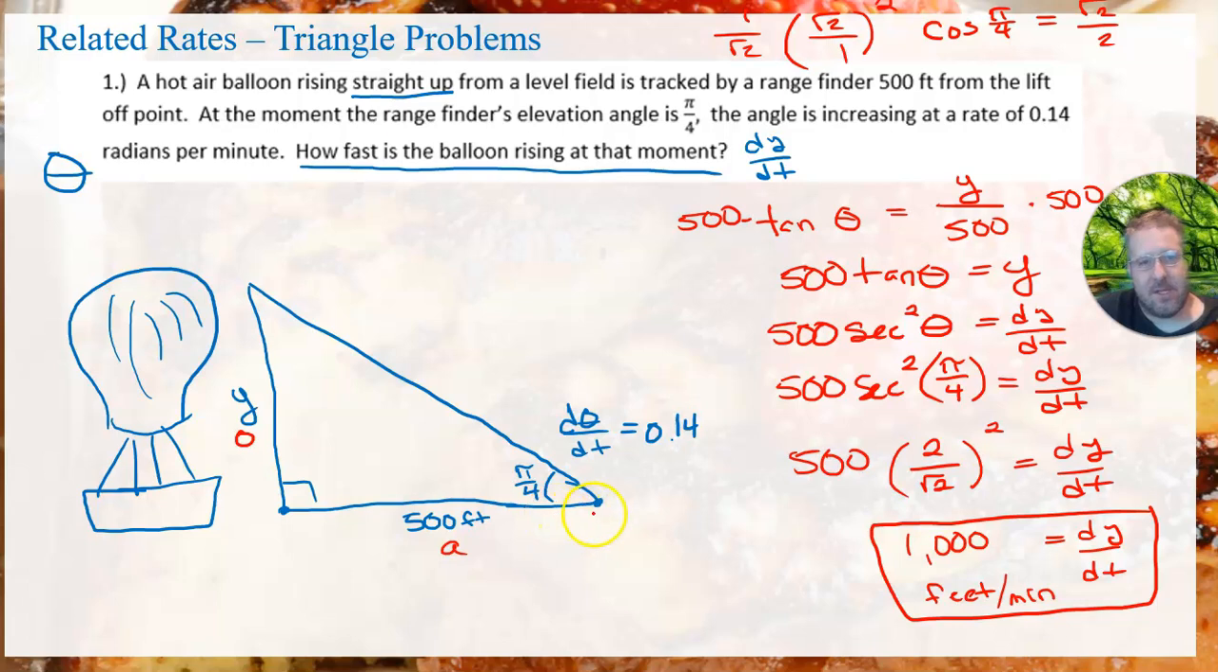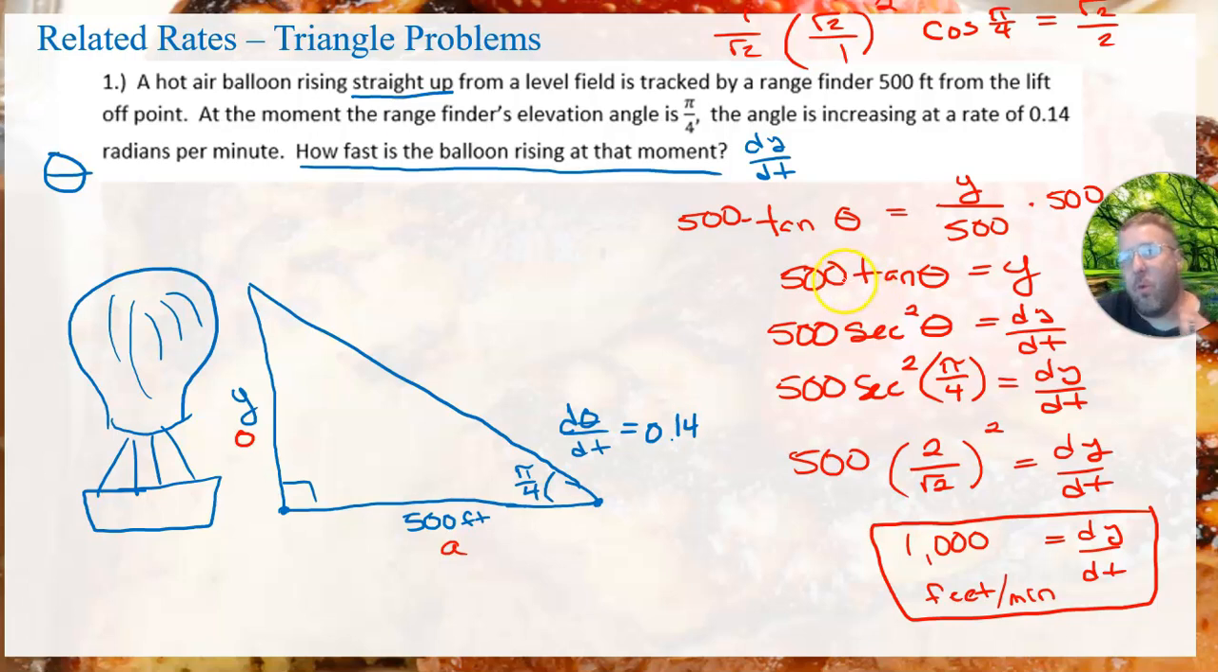All right, so they gave us this as 500. They told us that this angle is pi/4. And we're trying to find how high it is rising. Well, this happens to be the opposite side. This happens to be adjacent side. So the easiest way to do this is use the trig function that uses opposite and adjacent. So that's tangent. Tangent of this angle would be y/500. So that's where this came from.